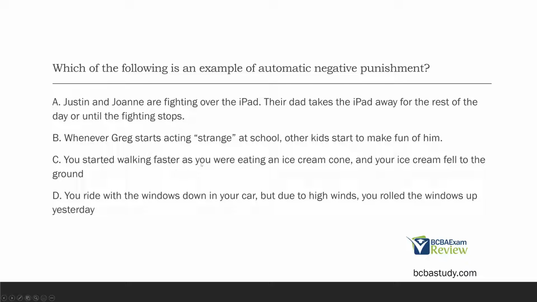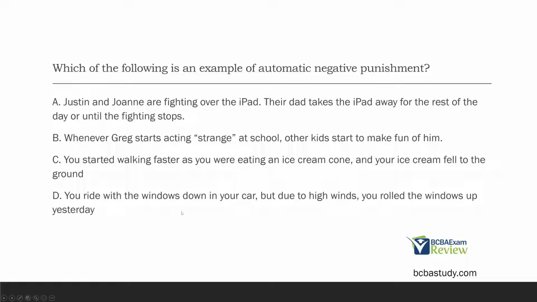C, you started walking faster as you were eating an ice cream cone, and your ice cream cone fell to the ground. All right, so what happened? This is automatic, right? You were walking by yourself eating ice cream. As you were walking faster, your ice cream was removed, it fell to the ground. In the future, you're going to not walk as fast when you're eating an ice cream cone. Removal, decrease, automatic. C looks like our best answer so far.